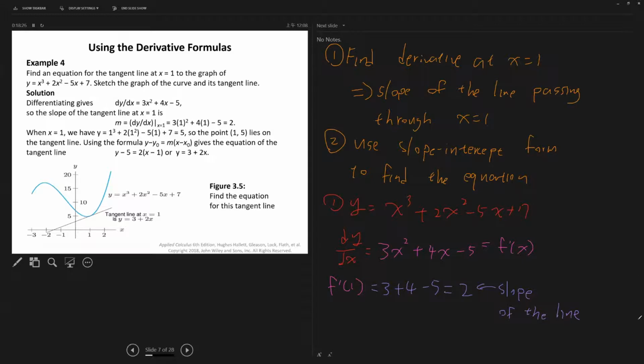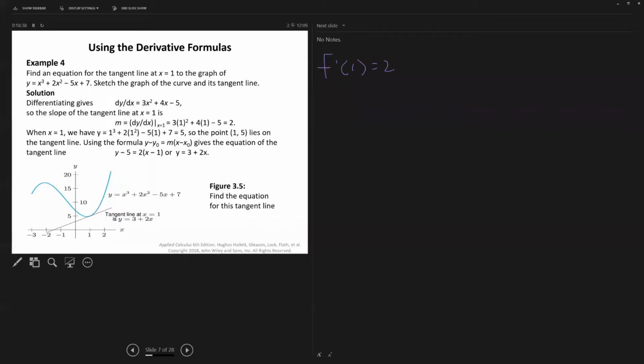Next, let's look for the equation of the line. In order to find the equation of the line, first we have the slope, and we also need a point on the line, which would be this point. To find that out, you just take x equal to 1, plug into the original function y, and then you get 5. So the point (1, 5) also lies on the line. So you have a point, and then you have the slope. We can begin step 2.